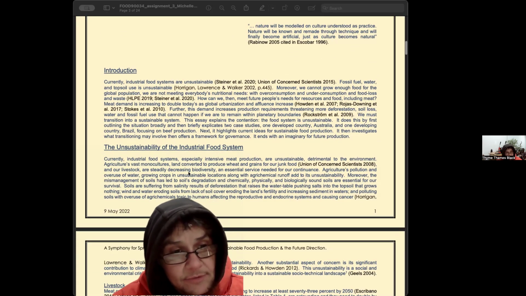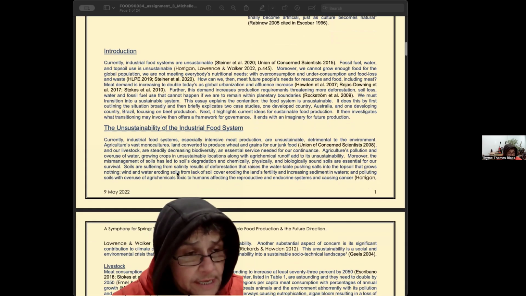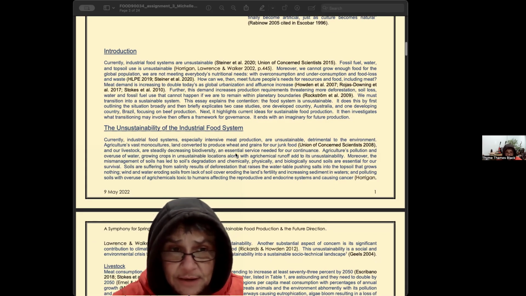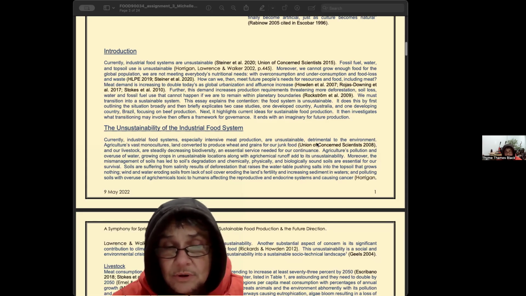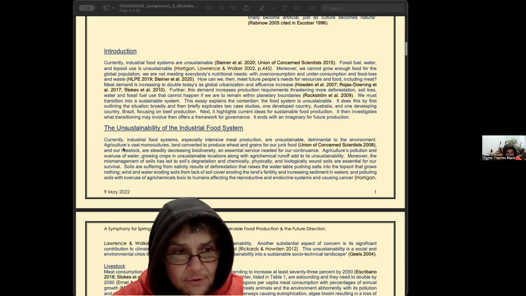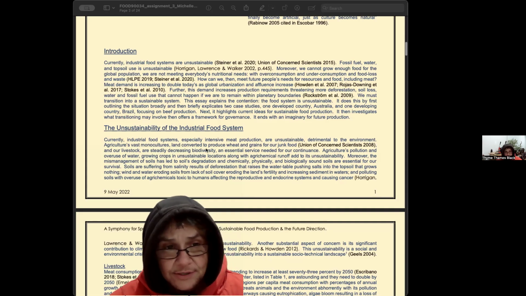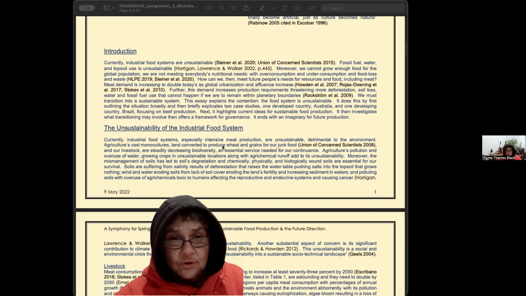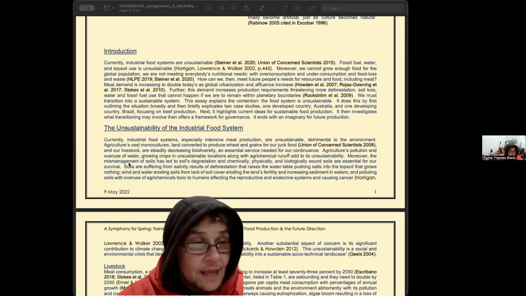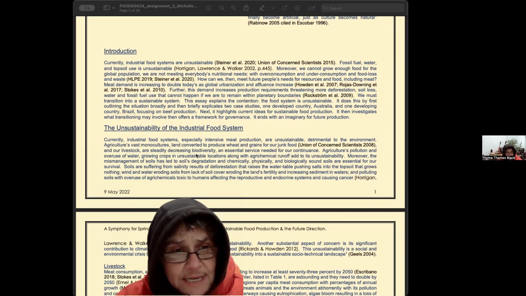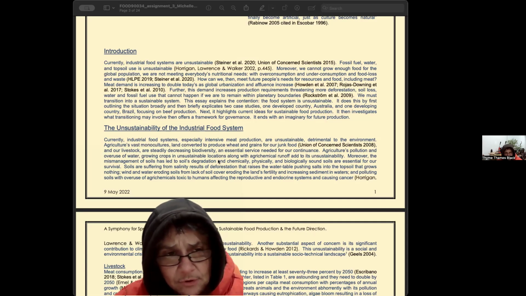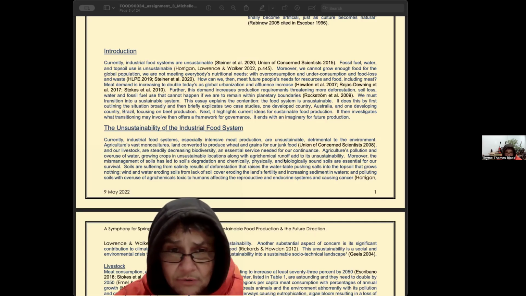The unsustainability of the industrial food system. Currently, industrial food systems, especially intensive meat production, are unsustainable, detrimental to the environment. Agriculture's vast monocultures, land converted to produce wheat and grains for our junk food, Union of Concerned Scientists, 2008, and our livestock, are steadily decreasing biodiversity and essential services needed for our continuance. Agriculture's pollution and overuse of water, growing crops in unsustainable locations, along with agrochemical runoff, add to its unsustainability.